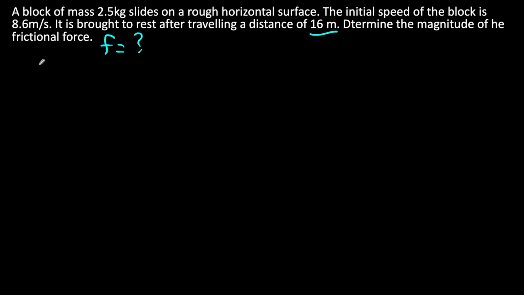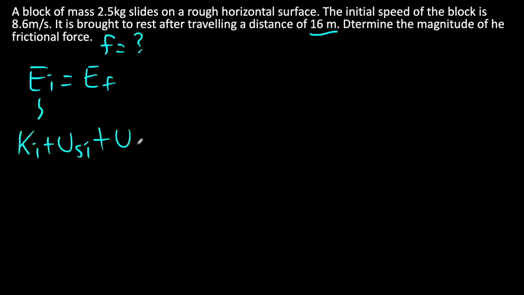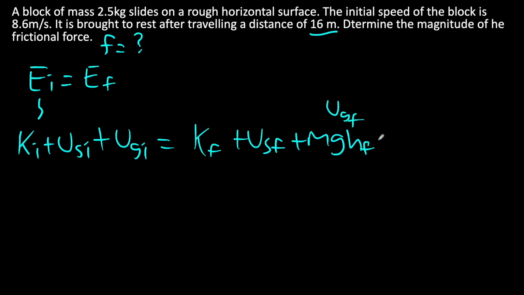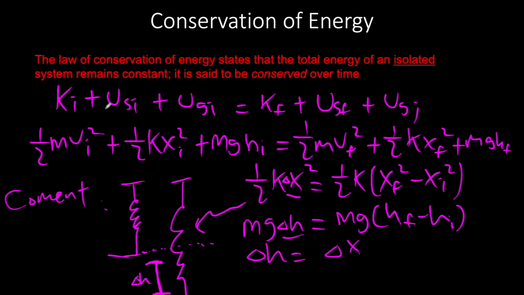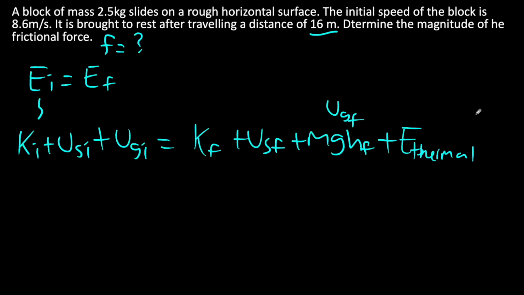So we know initial energy is equal to final energy, right? For this problem, I will use two methods to solve it. So initial energy, we know K_i plus U_Si plus U_Gi must be equal to K_f plus U_Sf plus U_Gf plus thermal energy, E thermal. In this slide I only wrote the formula for mechanical energy, but it should have thermal energy here. It's just that often we ignore thermal energy, but here there is thermal energy.